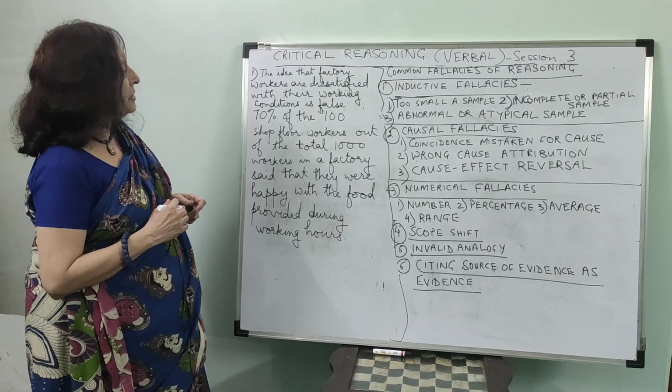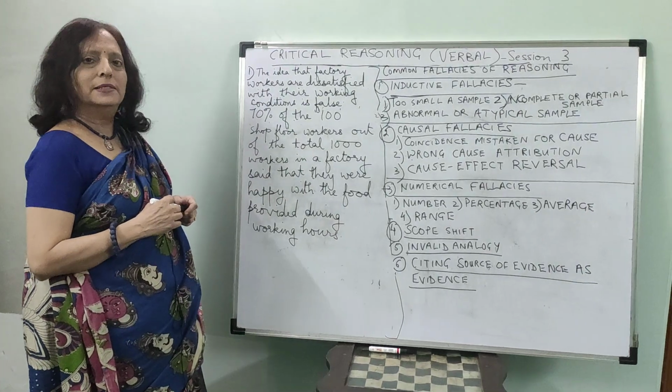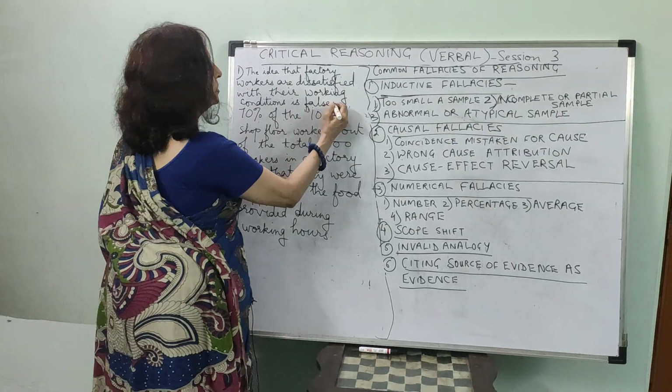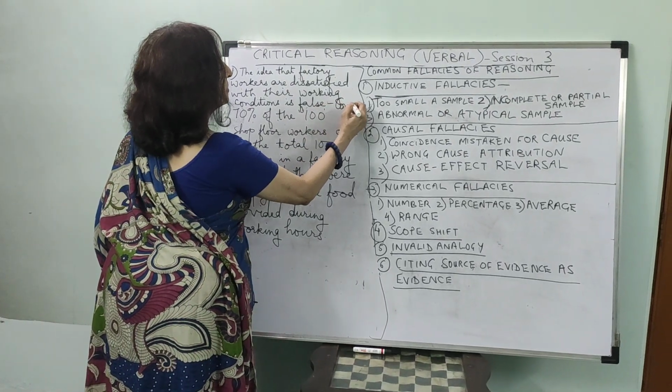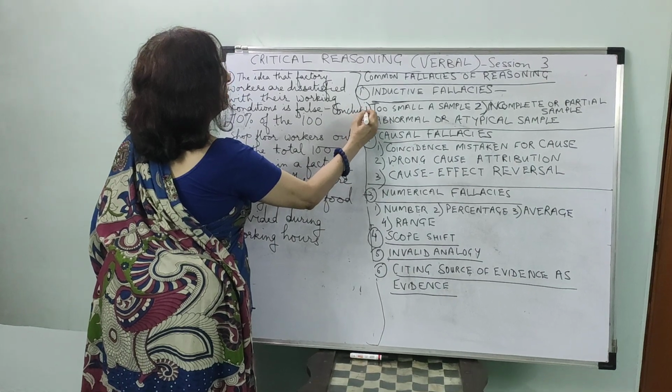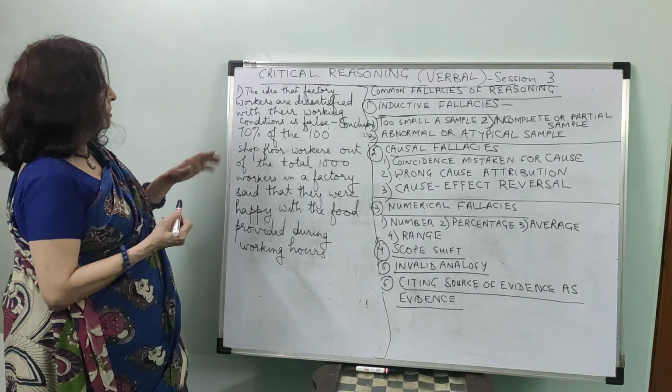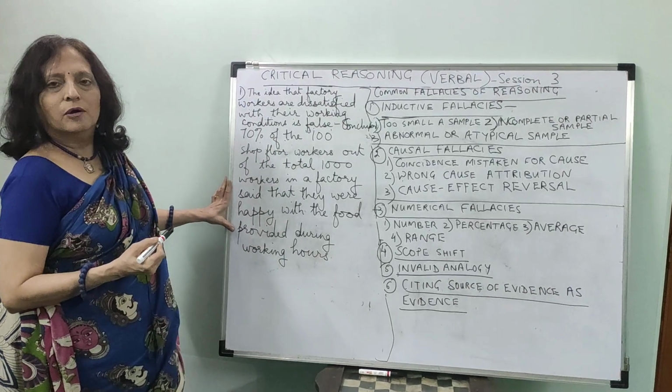The idea that factory workers are dissatisfied with their working conditions is false. Now the first thing we have to do is identify the conclusion. So we got this as our conclusion. And why does the author come to this conclusion? Because of the remaining statements which are called premises.